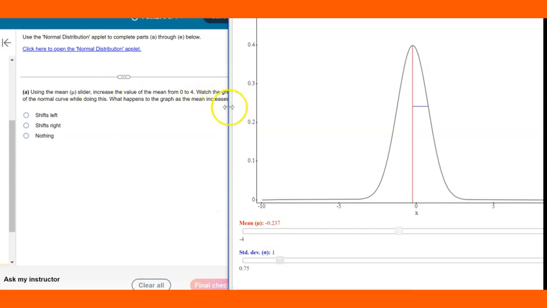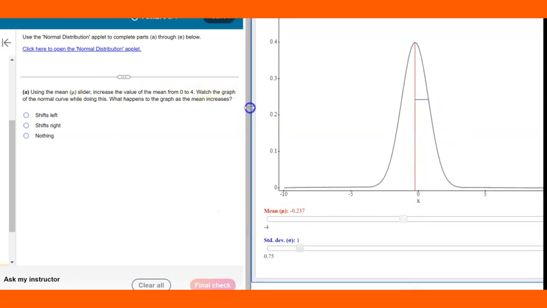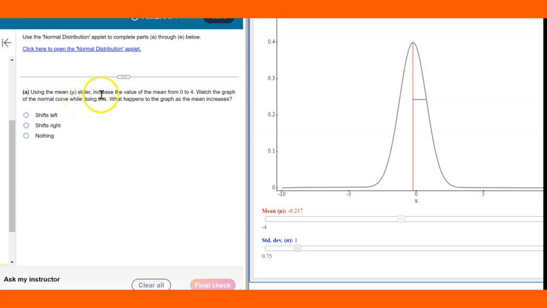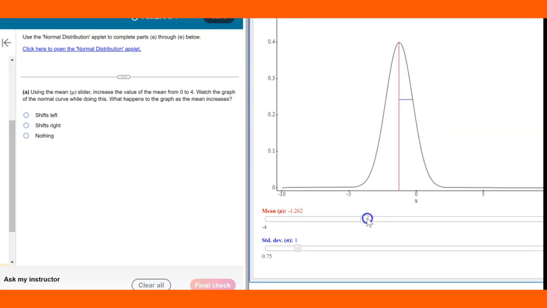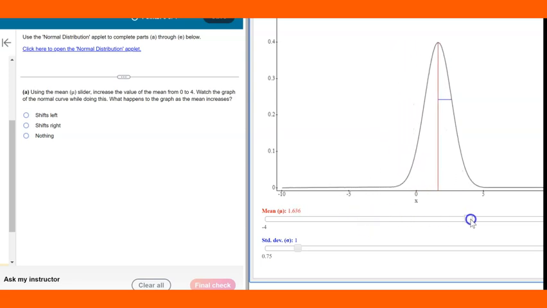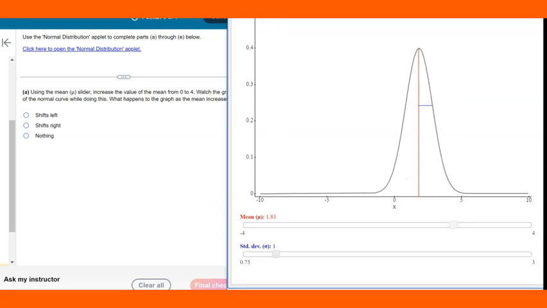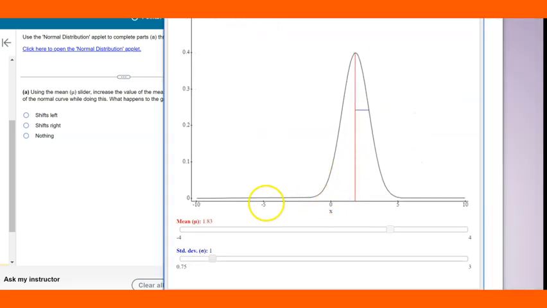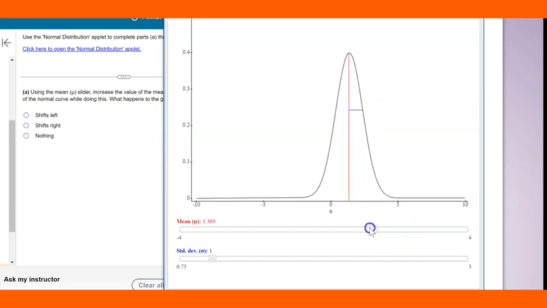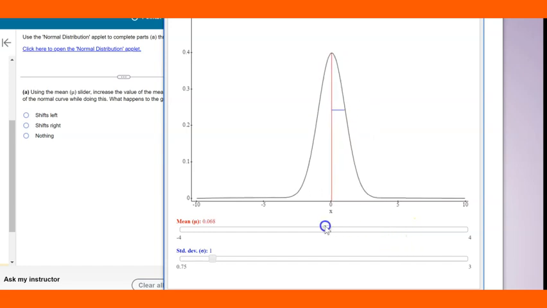The first part of the question: using the mean slider, increase the value of the mean from 0 to 4. What happens to the graph of the normal curve while doing this? What happens to the graph when the mean increases? Let's increase the mean from 0 to 4. Let me scroll down here. Mean is 0 here. Put the mean at 0, and put 4.